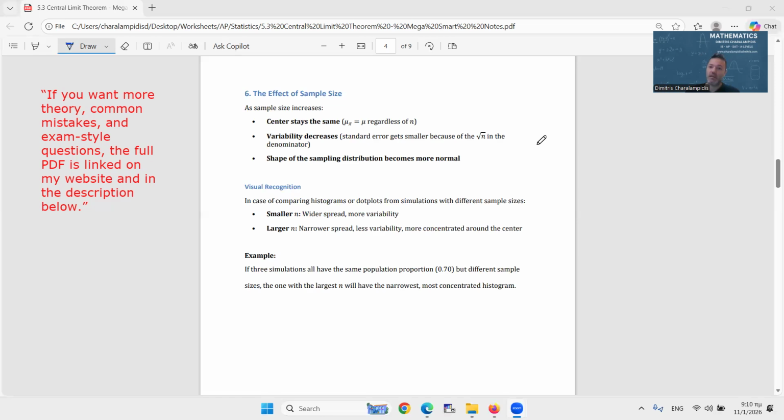And as always, let's keep this final takeaway. Sample size does not change the center of the sampling distribution, but it strongly affects its variability, its spread and shape. Larger samples lead to more precise estimates and less variability, which is why larger samples are preferred in statistical studies.